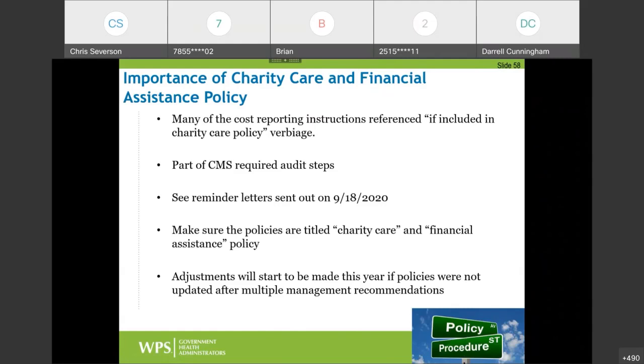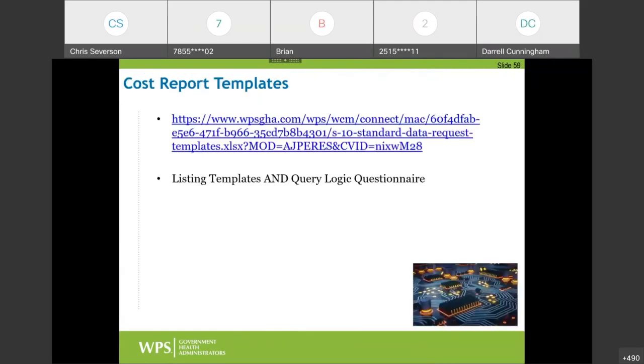Adjustments will, as I said, start to be made for this year if the policies were not updated. The link here is, everybody should have the slides so you can click on the actual link. This takes you to the templates from our website, and it includes the query logic questionnaire as well.